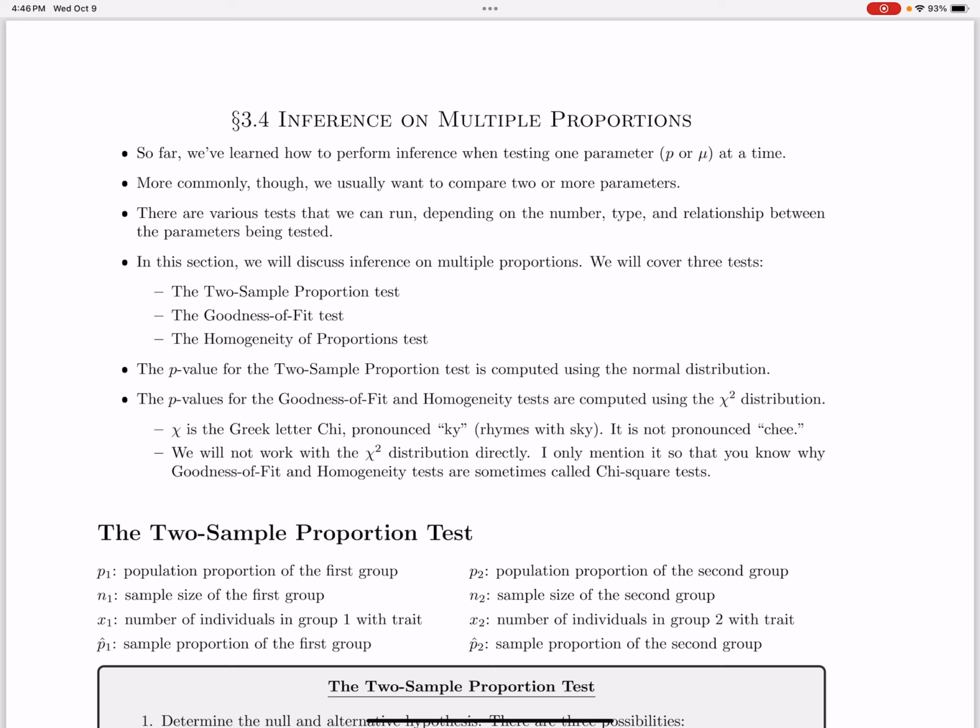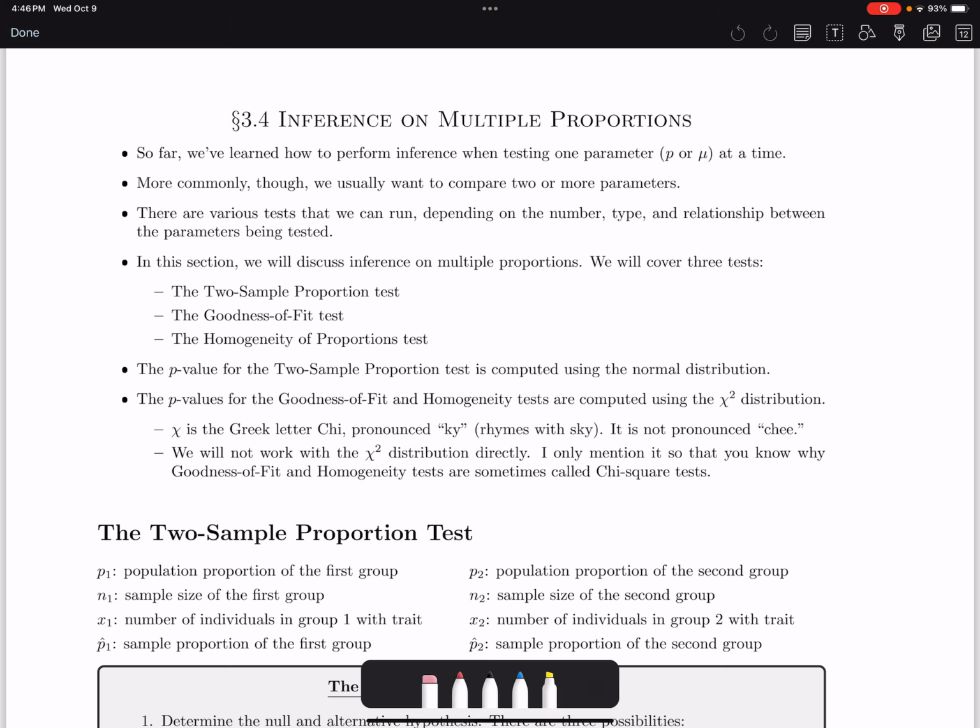Here, we're going to just focus our attention on proportions, and we're going to talk about what if you want to compare two proportions or three proportions or more? How would we do that? So that's what we're going to talk about. And we'll introduce three tests for doing this. So three different hypothesis tests. We'll have the two sample proportion test, the goodness of fit test, and the homogeneity of proportions test.